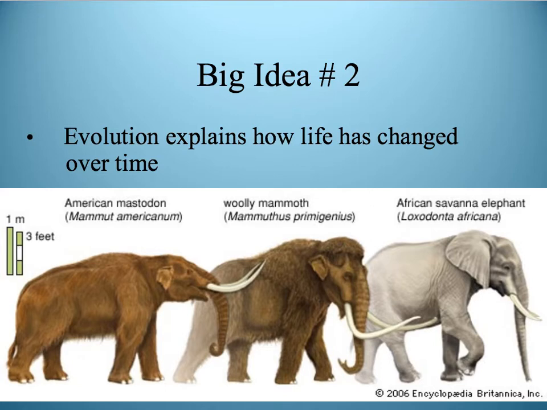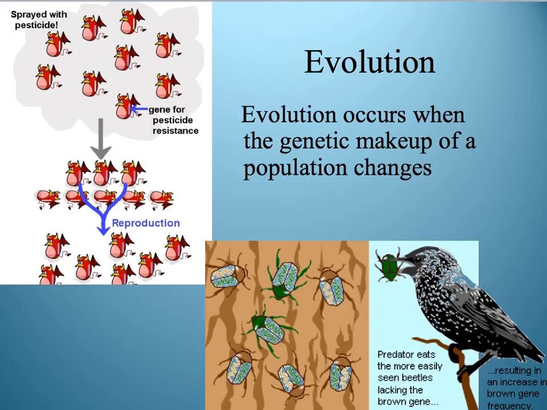In fact, it's probably out of most of our realms to think how much longer some of these simple organisms have been here than we have. Okay, so the unrefuted scientific explanation for how things have changed over time, populations in particular, has to do with evolution. Evolution occurs when the genetic makeup of a population changes.